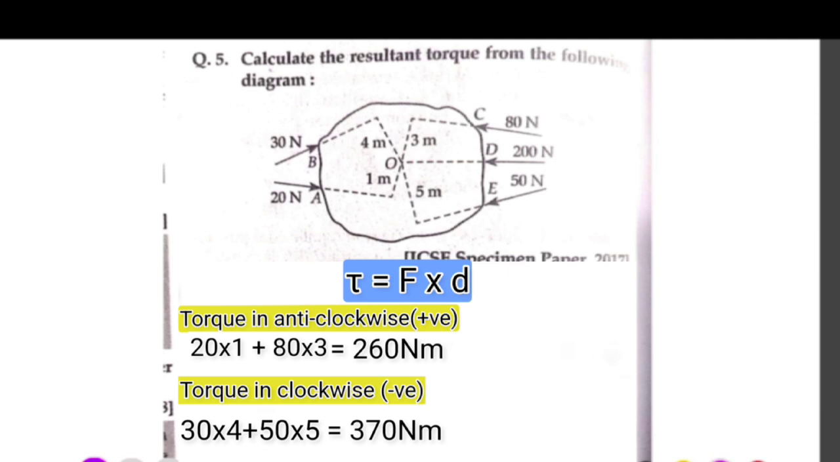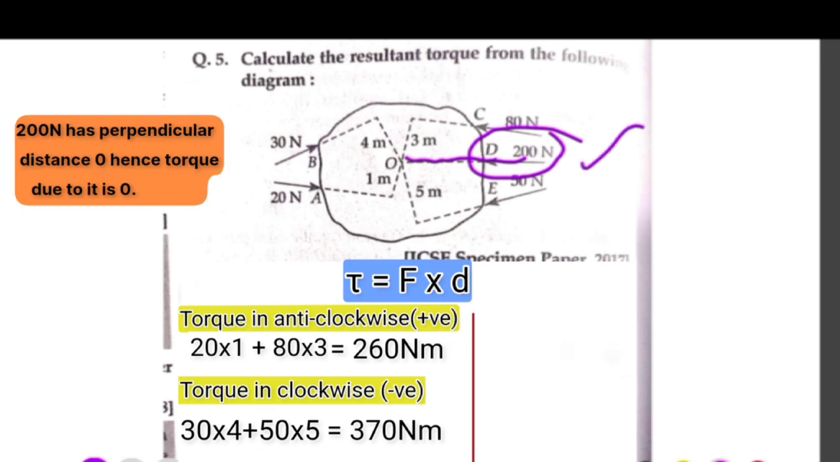What will be the moment produced by the force D? Since the force D is in line with the point O, there is no perpendicular distance. So this force D, which is 200 Newton, does not produce any torque, because you can't find any perpendicular distance. The force D lies on the same line as the point O, so it does not produce any torque.